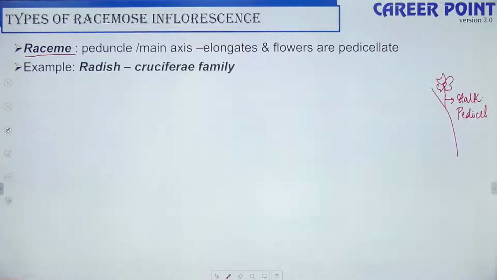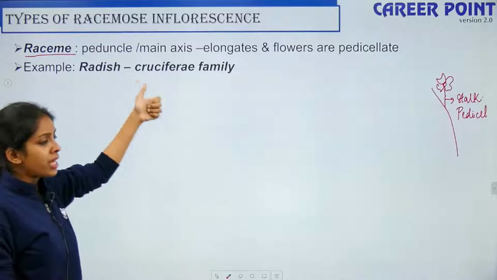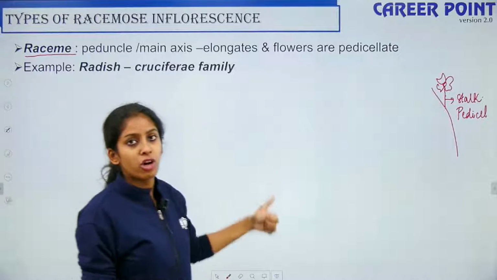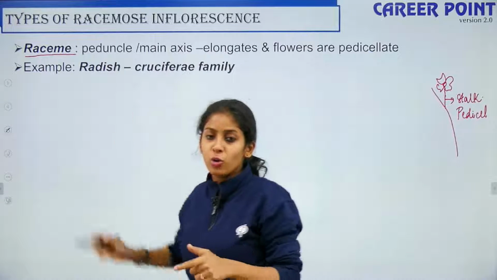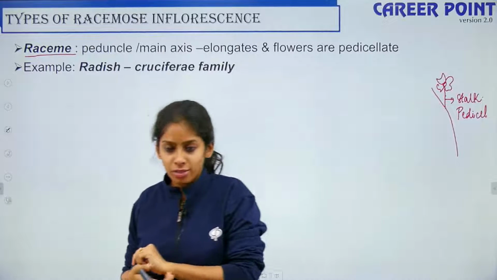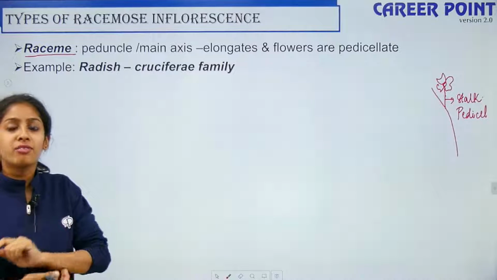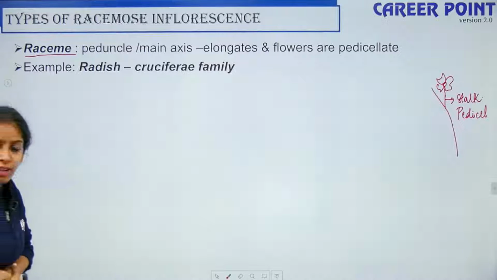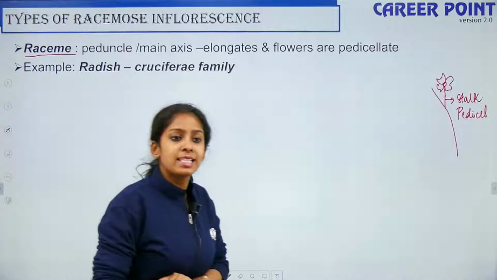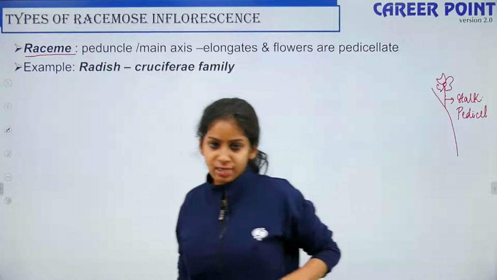An example of raceme is radish, and radish belongs to the cruciferous family. Please make a note of this. I have not taught this in my lecture, so I am teaching it in the syllabus wrap up. In raceme, the main axis elongates and the flowers are present on pedicels. It is a type of racemose inflorescence, and the main axis will continue to grow. Radish belongs to the cruciferous family.